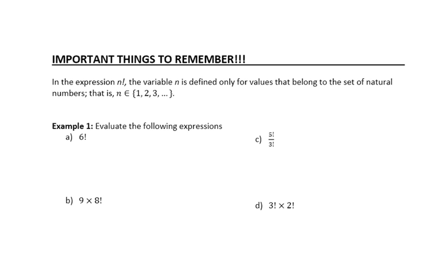It's really important to know that when we use n factorial, the n is defined only for values that belong to the natural set of numbers. So natural numbers are counting numbers, and that's important to know. So you don't have a negative factorial. Because we're dealing with objects, right? You can't have negative objects. I can't arrange negative 5 kids. So it's always positive whole numbers.